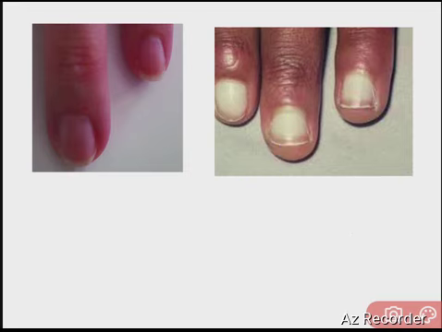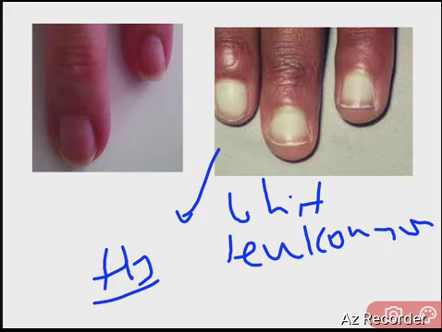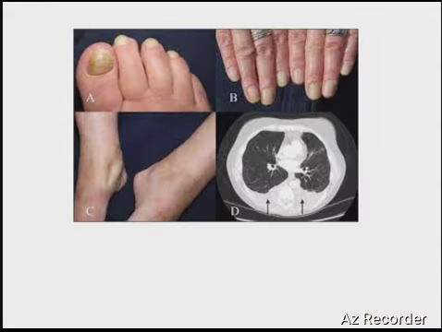Here we see a completely whitish nail plate. It is called white nails or leukonychia. It is seen in the same conditions as Muehrcke's lines, like hypoalbuminemic conditions such as liver cirrhosis, nephrotic syndrome and protein losing enteropathy.